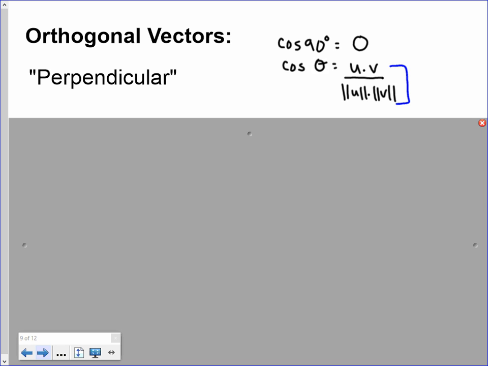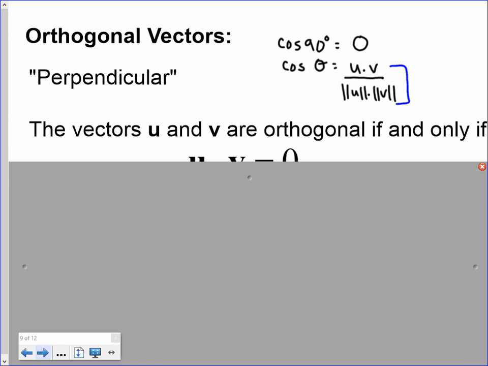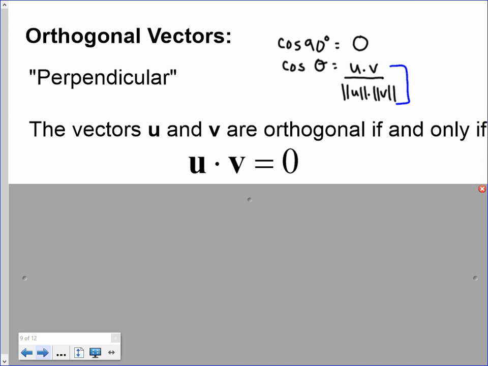Okay. So a shortcut to finding out whether or not two vectors are orthogonal is just checking their dot product. If the dot product of two vectors is equal to 0, then in that formula you're going to have 0 divided by some magnitudes, and it doesn't matter what the magnitudes are, it's going to be 0, and then the inverse cosine of that is going to be 90 degrees. So vectors u and v are orthogonal if and only if u dot v is equal to 0.